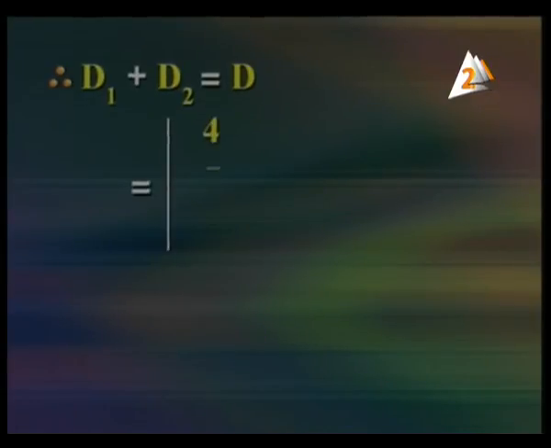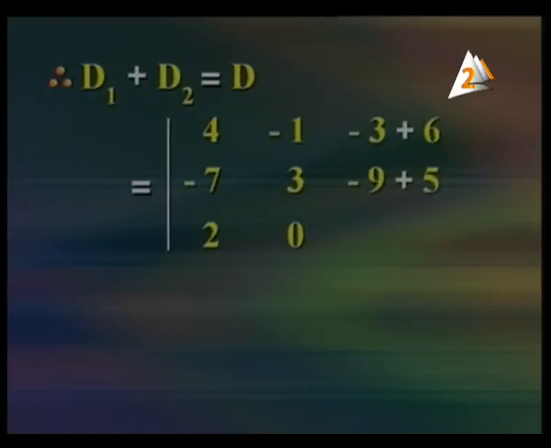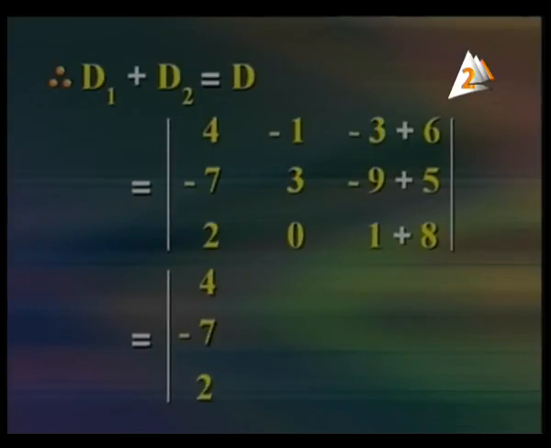Therefore, we add D1 plus D2. The first column 4, negative 7, 2, the second column negative 1, 3, 0, the third column negative 3 plus 6, negative 9 plus 1, 1 plus 8, equals 4, negative 7, 2 first column, negative 1, 3, 0 second column, 3, negative 4, 9 third column. We add determinant number 1 and determinant number 2.